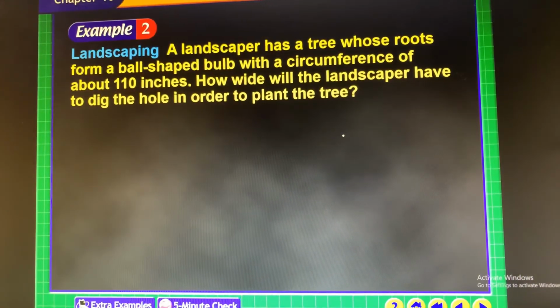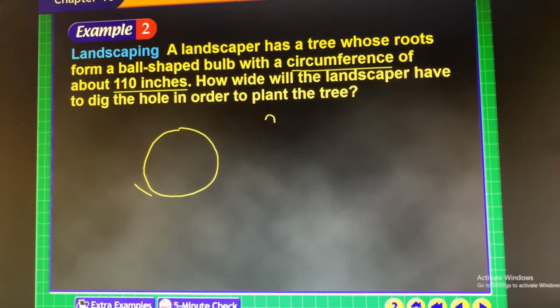A landscaper has a tree whose roots form a ball-shaped bulb with a circumference of about 110 inches. Oh, so they're giving us the circumference. They want to know how wide they have to dig the hole. So let's think about this. Let's make the hole. And what I just made in yellow is the circumference of the circle. So let's put down what we know. Remember, I always tell you about that with the story problems. Put down everything that you know.